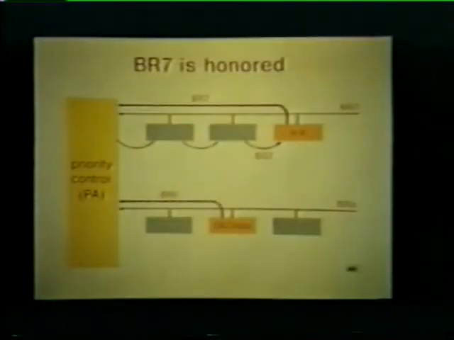The priority control recognizes BR7 as the higher priority and sends a grant on the BG7 line to the A to D converter. Notice that the deck tape does not give up. It continues sending its BR6 request to the priority control. Let's see what happens next.